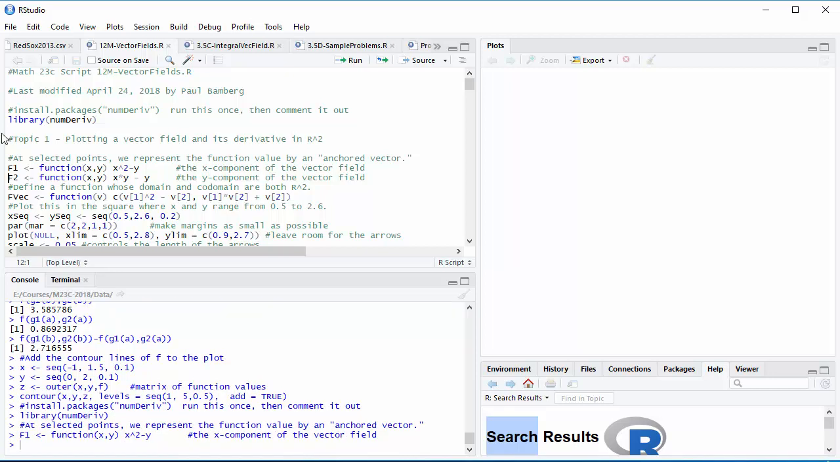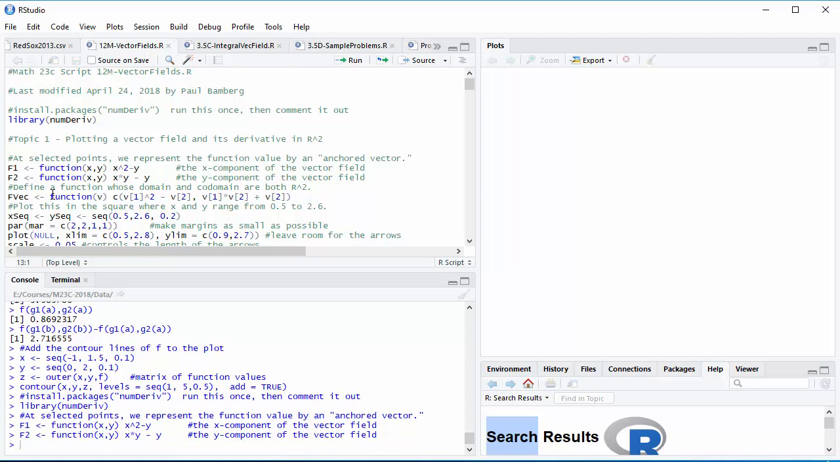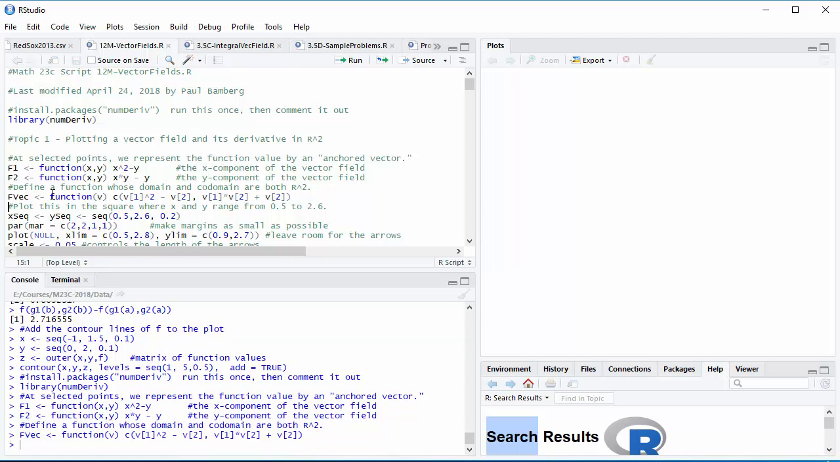So here's my vector field. The vector field has two components, the x component and the y component, and I've specified functions of x and y for each of these two components. It's also useful for purposes of the library that I just installed to write this function so that it takes a two-component vector as its argument and returns a two-component vector as its value. This is the same function, just specified differently.